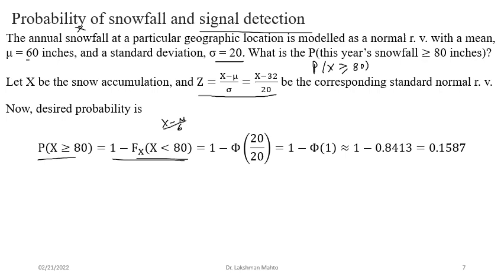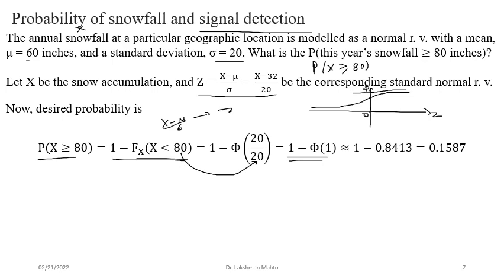So x would be converted into z, and on the right-hand side, this 80 is a constant, which would be converted into 20 by 20 and hence 1. So computing this tail probability is just equivalent to finding the value of the CDF of Z at 1 and subtracting it from 1. We know this from the normal table. Always visualize the CDF of the standard normal distribution. It is a sigmoidal kind of thing, so you will always have an idea. 0 is at the center, and this one is phi of z.